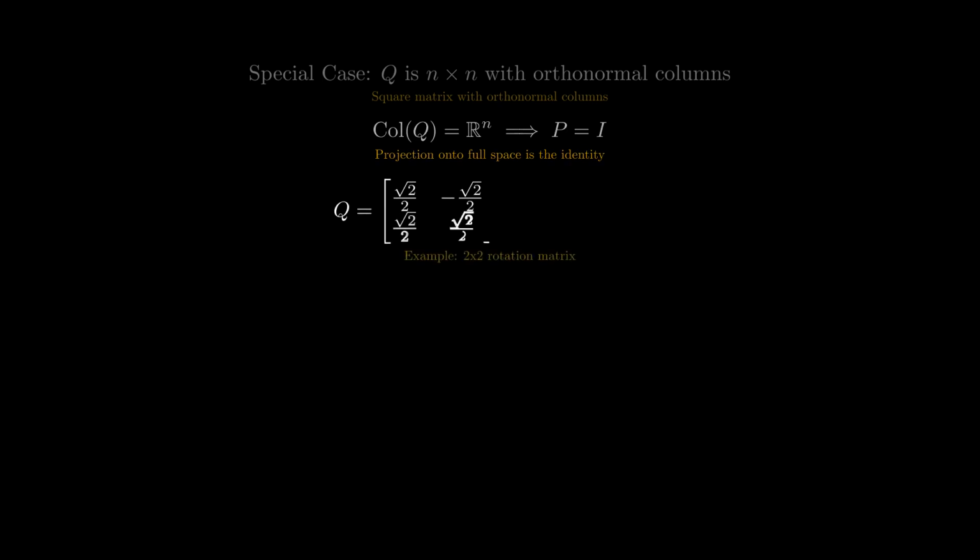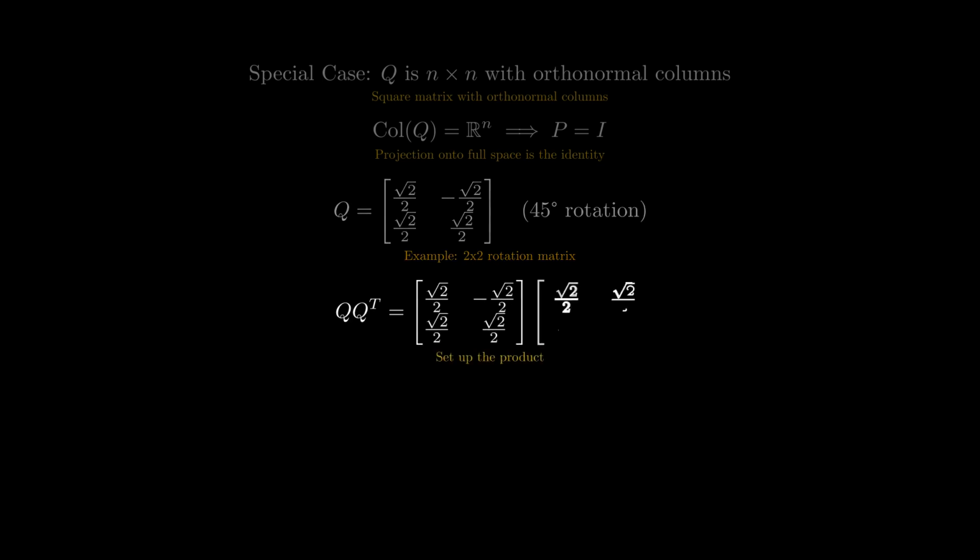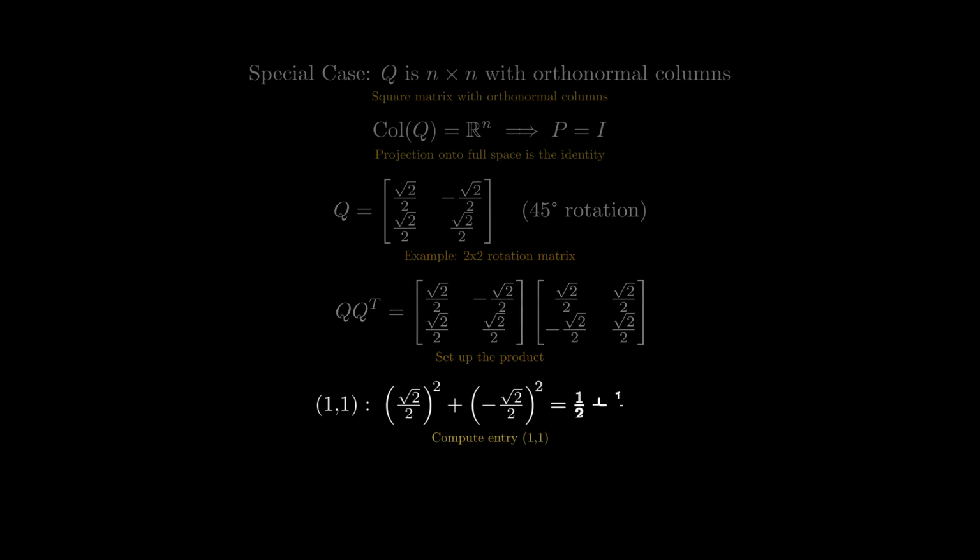The formula confirms this. Let's take the 45-degree rotation matrix as our example. Q equals, row 1 is root 2 over 2, negative root 2 over 2. Row 2 is root 2 over 2, root 2 over 2. Now let's compute Q times Q transpose and check each entry. For entry 1,1, we compute root 2 over 2 squared plus negative root 2 over 2 squared. That gives 1/2 plus 1/2, which equals 1.